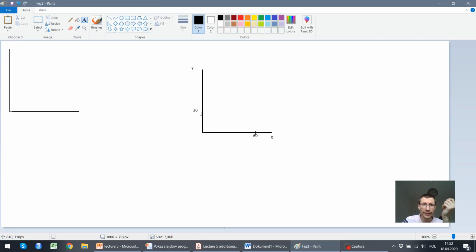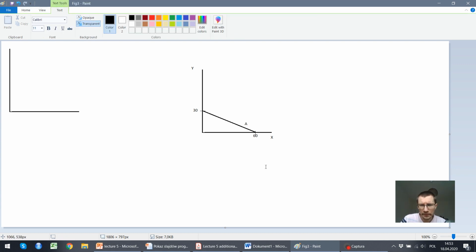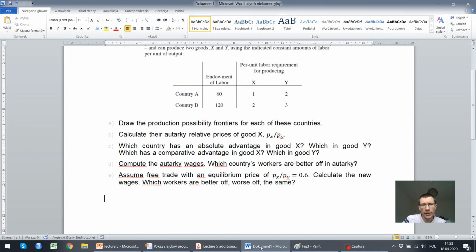Well, it means that this production possibility frontier, which we are going to draw right now, is a simple straight line. So you can produce all the combinations of those two numbers, which are the combinations of good X and good Y that you can produce in country A, right? And let's put that this is country A.